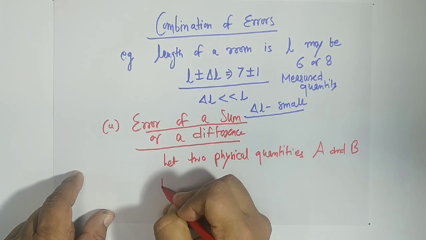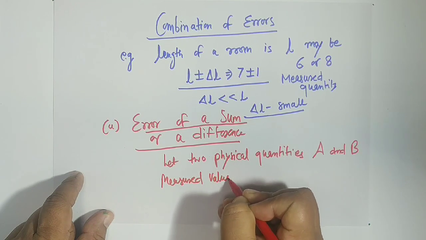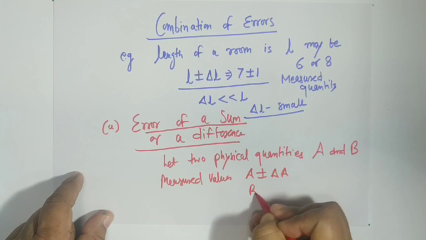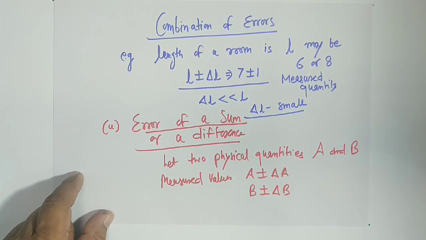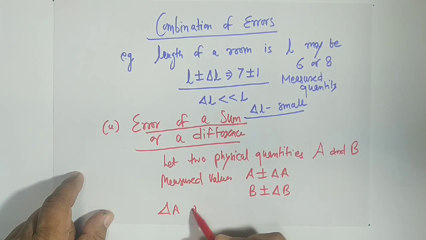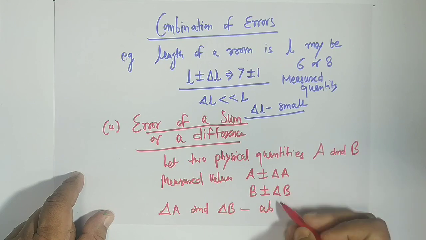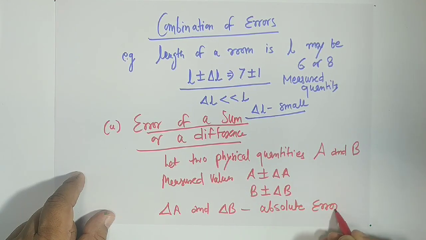So the measured value will be written as, do you know, A plus minus delta A and B plus minus what? Delta B. Got it or not? And delta A and delta B are what? Which error? Can you tell me? They are absolute errors. Already we have discussed it.